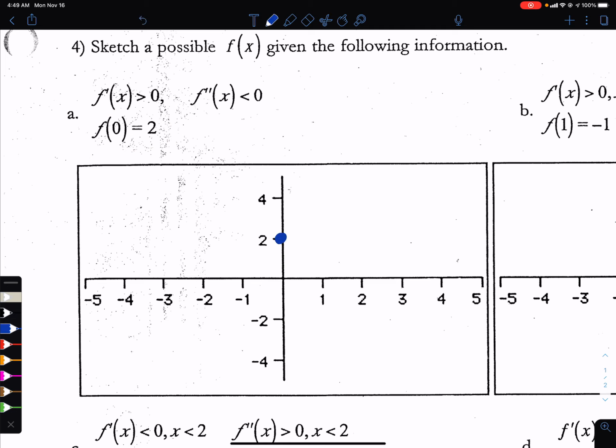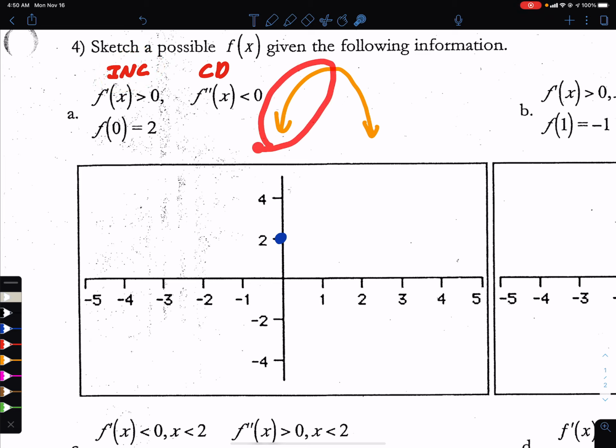Now, what is this first thing telling us here? If the derivative is positive, we know the function's always increasing. If the second derivative is negative, we know it's concave down. So then we ask ourselves, what does a concave down graph look like? It looks like that. That's concave down. But it also has to be increasing, right? So the increasing part is that. So that's what my graph has to look like.